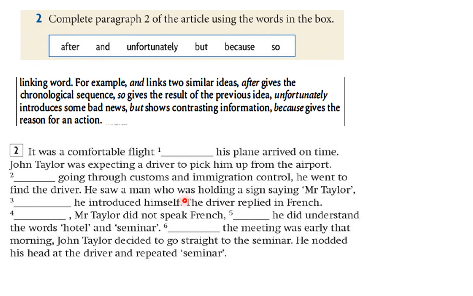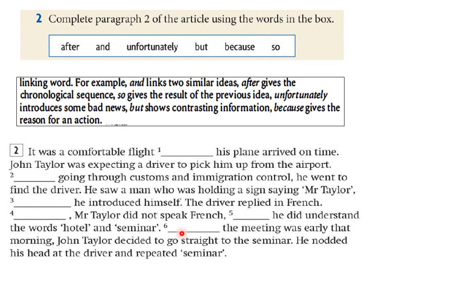The driver replied in French. Mr. Taylor didn't speak French. He did understand the words hotel and seminar. Here in blank 5, we can use words linking two opposite ideas because Mr. Taylor didn't speak French. He did understand. So we can use but. Mr. Taylor didn't speak French, but he did understand the words hotel. But in blank 4, because it is the beginning of the sentence, this is bad news that Mr. Taylor did not speak French. So we can use unfortunately.